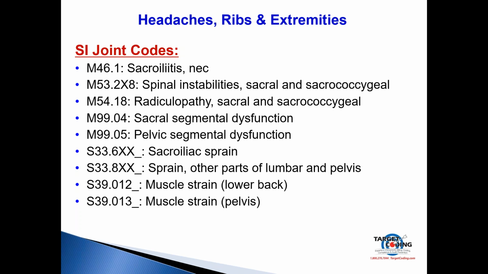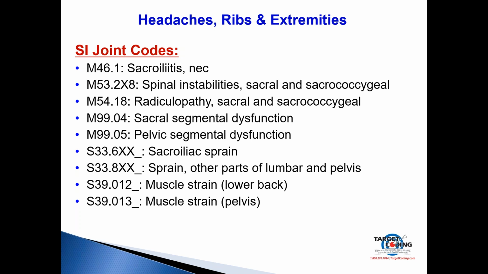radiculopathies. We got M99.04 sacral subluxation, M99.05 pelvic subluxation. According to the American Medical Association, which owns the copyright on the codes, the SI joint is considered the pelvic region, not the sacral region. Very important when you are billing a 98941 versus 98940 versus 98942. That's a good one right there.